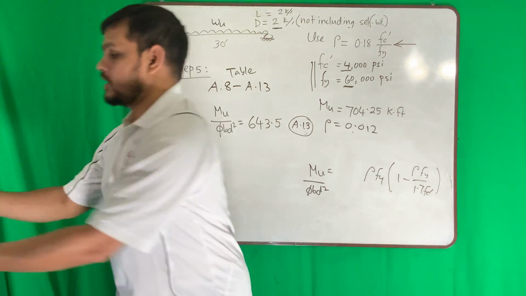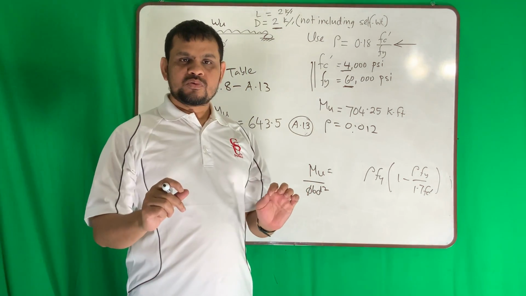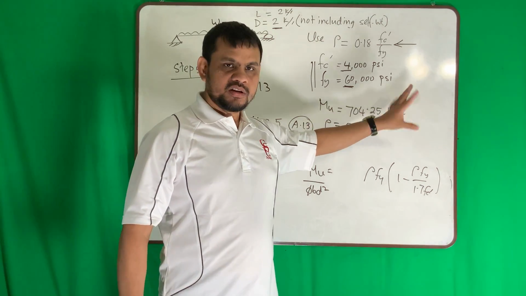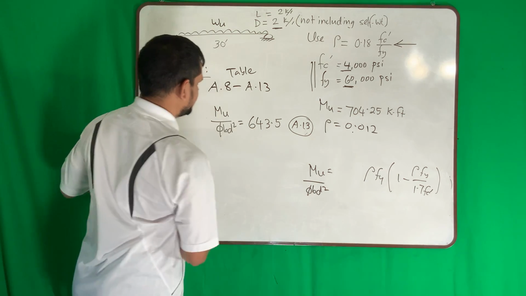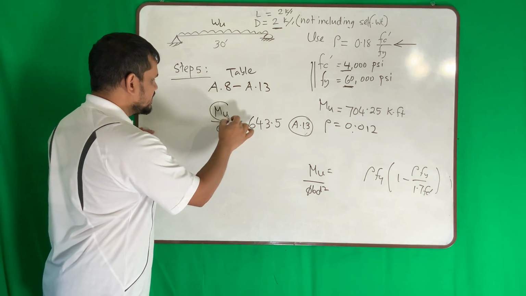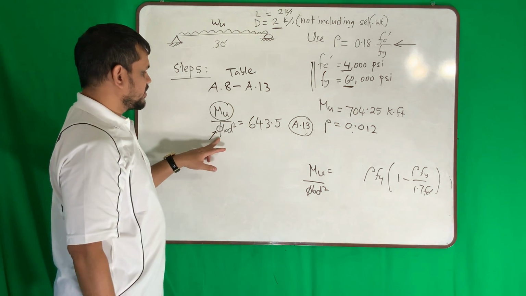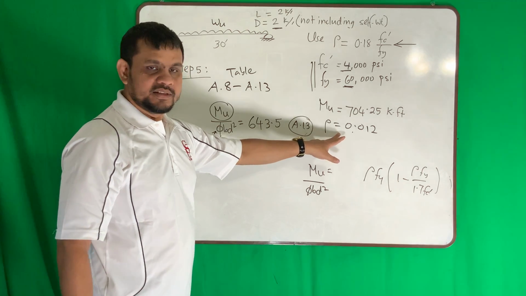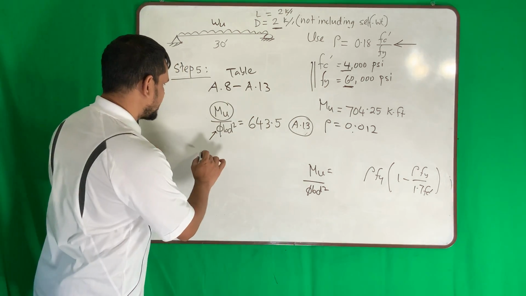Now, something to discuss: this value is based on pound and inch unit. Our moment is in feet. So be careful, okay? Then we got this value. Now, we know phi because phi is 0.9. Our reinforcement ratio is less than the max. We do not know BD. We can find BD now.